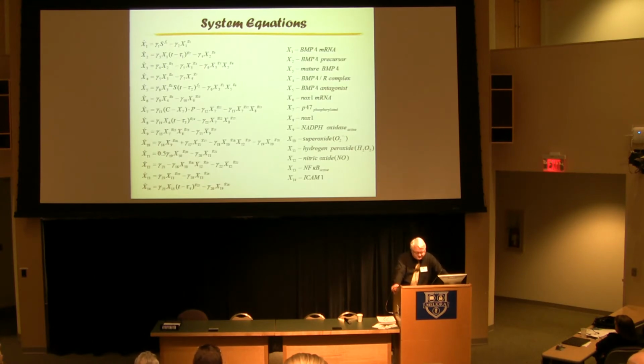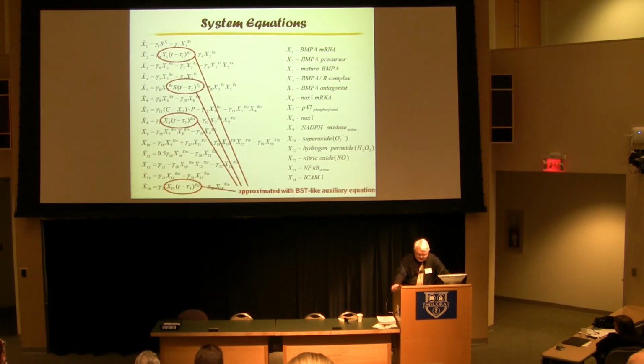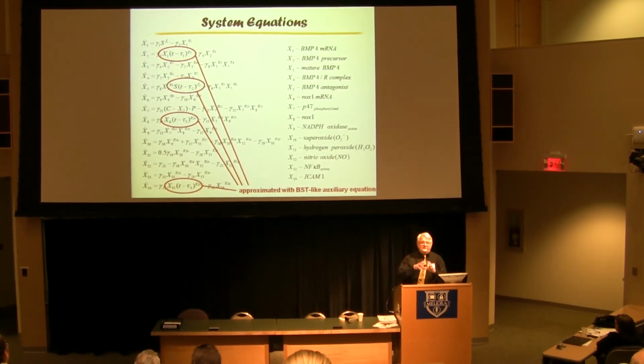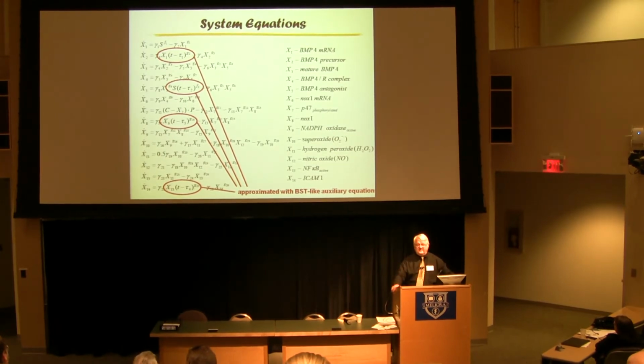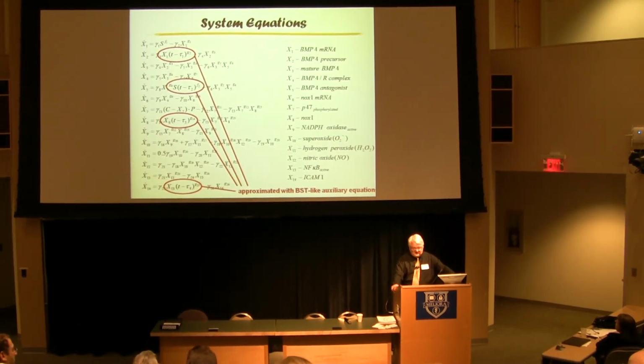So here it is. Now, if you have keen eyes and you're still awake, then you will see that there are some t minus taus. There they are. And you can actually approximate these types of delays. So these are delayed reactions. You can approximate them very nicely with equations that look like BST equations and that do not require any additional parameters except for this tau. Okay, so you have auxiliary equations that run in the background and that allow you to model these types of delays.